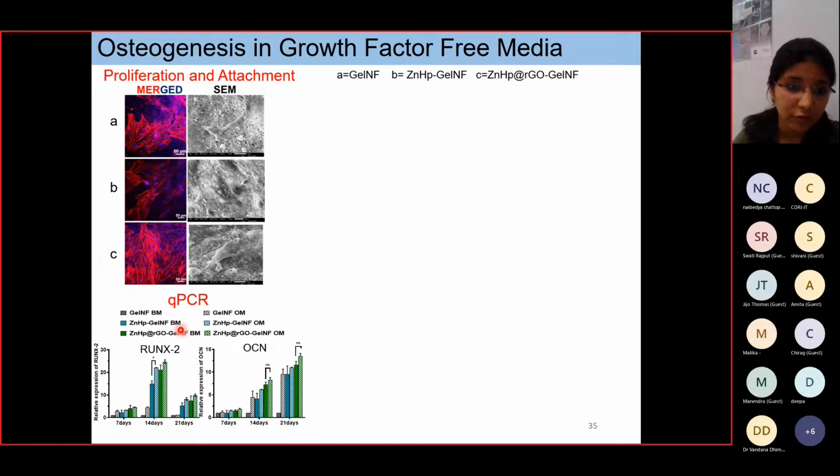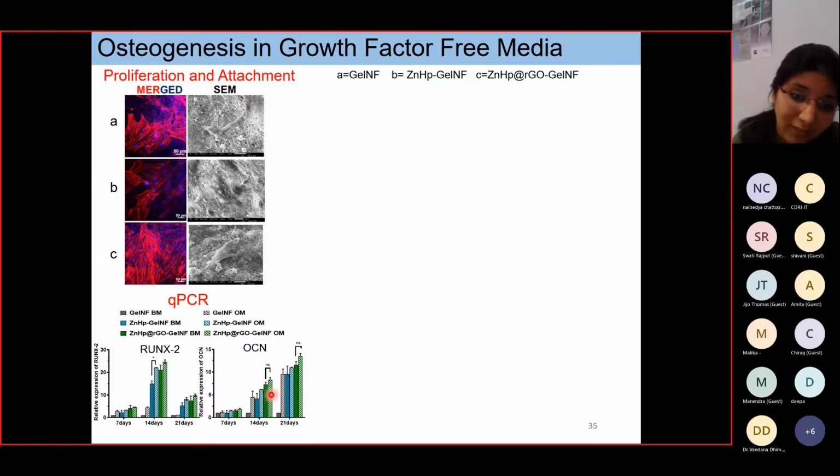Our next study was the qPCR studies, that we checked both in the basal media, which did not have any osteogenic supplement to it, as well as in the osteogenic media, to have a comparison of how the release of zinc and these nanofibers, the biophysical and the biochemical cues, were behaving, like the cells were behaving in the presence of these cues. And we saw that even in the basal media, there was an upregulation of RUNX taking place, as well as an upregulation of OCN at the later time points.